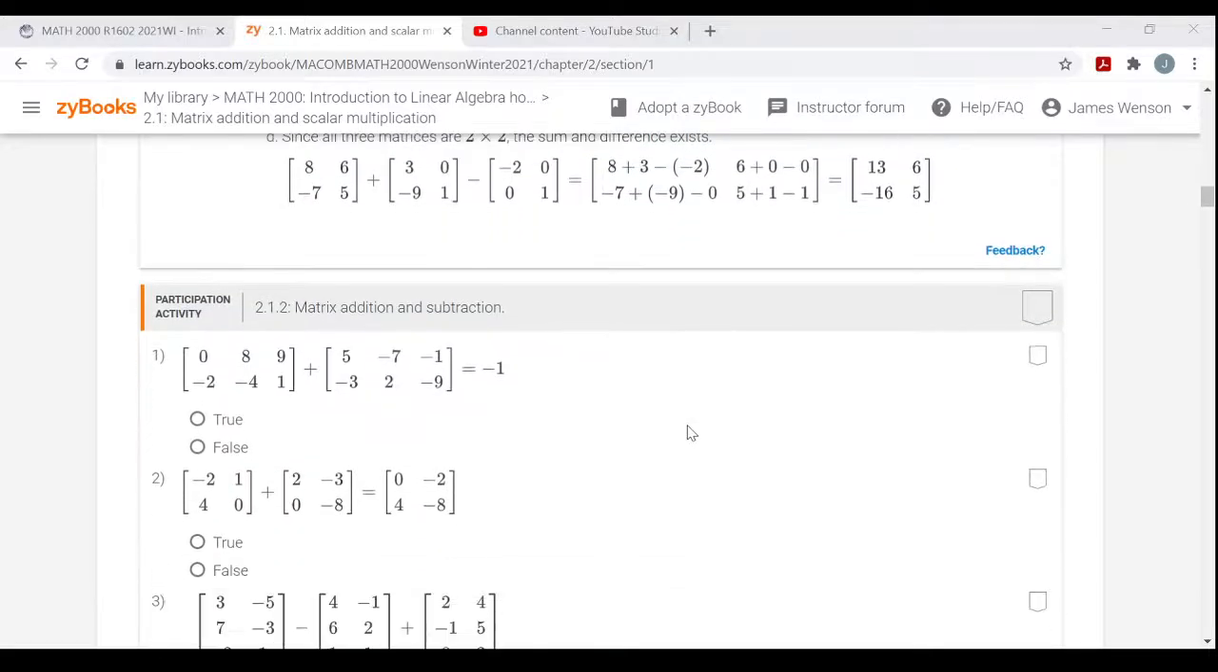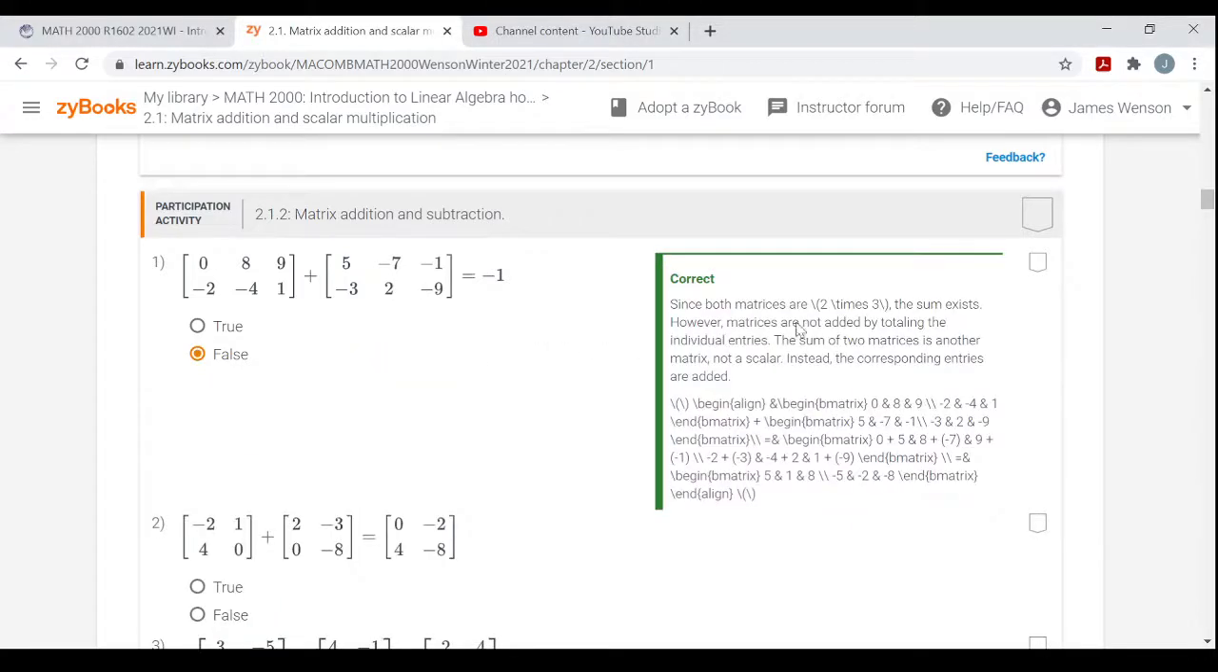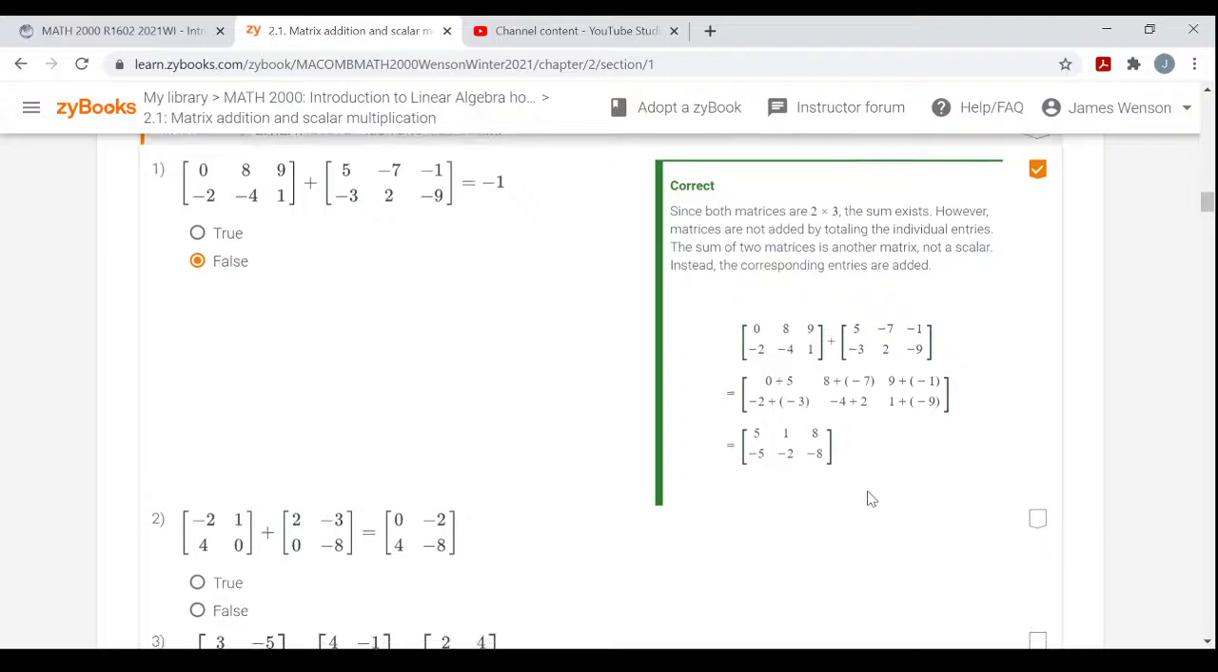All right, then some true falses. I'll just do the first couple here. The sum of two matrices with the same size is going to be another matrix, not just a single number. So this is a 2 by 3 plus a 2 by 3. It would be another 2 by 3 matrix, not just a number -1. So this is false. All right, let me go through and show you what it would be.